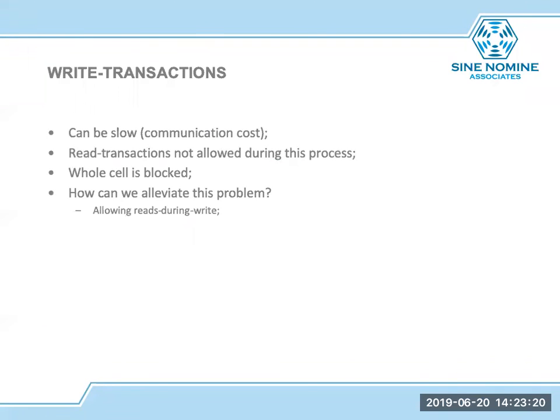So what's the problem here? Well, write transactions can be slow. Why? Because there is a communication cost. We have several sites involved. So if the network is not working properly, or something like that happens, that transaction is going to take a long time. And during that time, we cannot have any transaction at all. So basically, the whole cell is going to be blocked on that write transaction. Question is, how can we solve this problem? The answer is allowing read transactions even when we have write transactions.